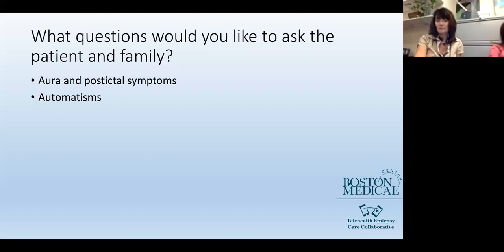Are there automatisms? And I'll show you some examples of these. These are lip smacking or eye blinking or chewing movements or picking-like behaviors. I think the practice of teaching has been to say that's typical of complex partial. However, it really is for either absence or complex partial. Automatisms come with the duration of the seizure as opposed to the seizure type. So they are not specific for one type over the other.